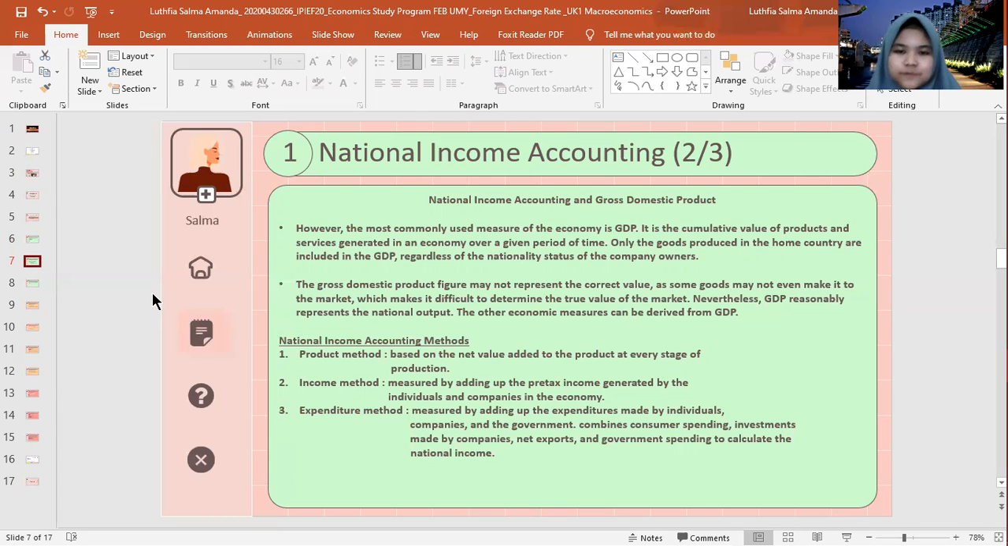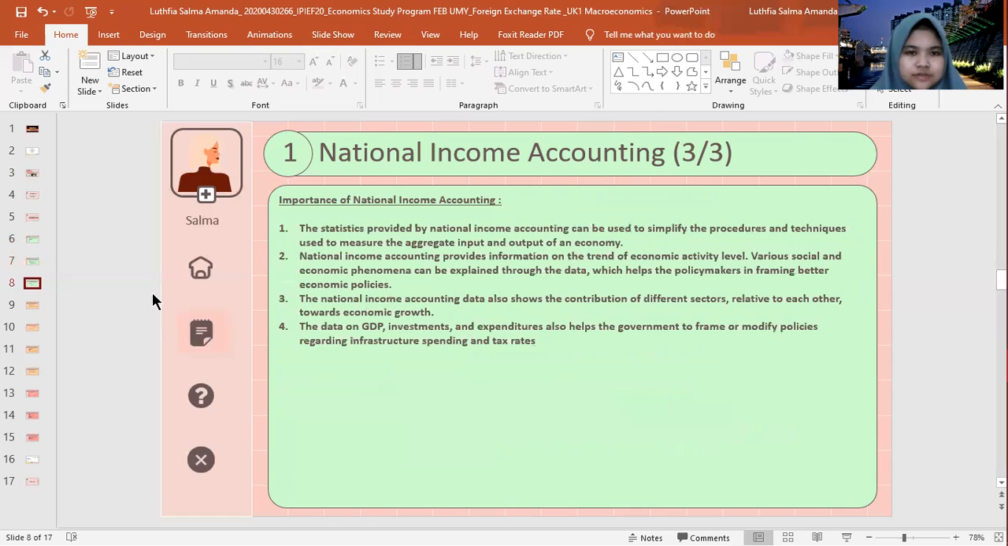And then, why is national income accounting important for a country? First, the statistics provided by national income accounting can be used to simplify the procedures and techniques used to measure the aggregate input and output of an economy.